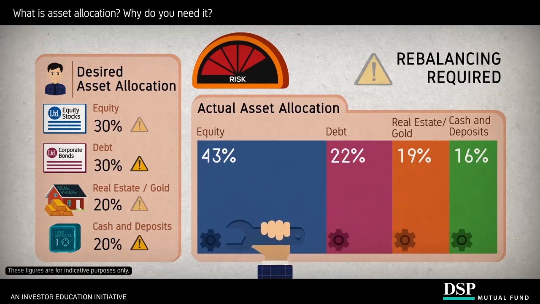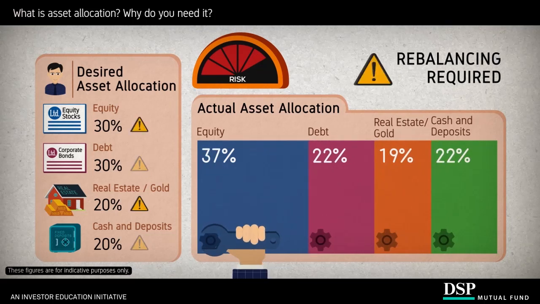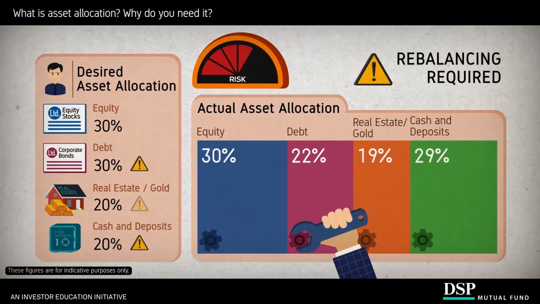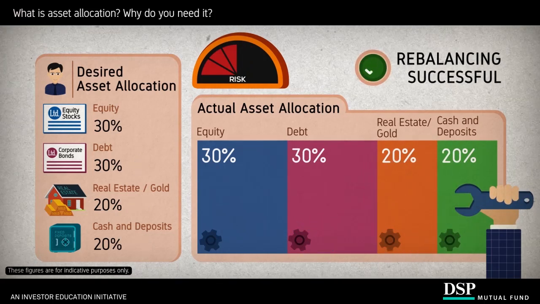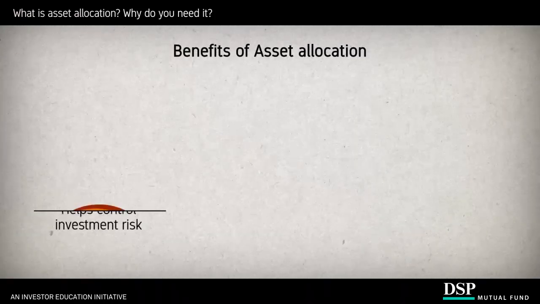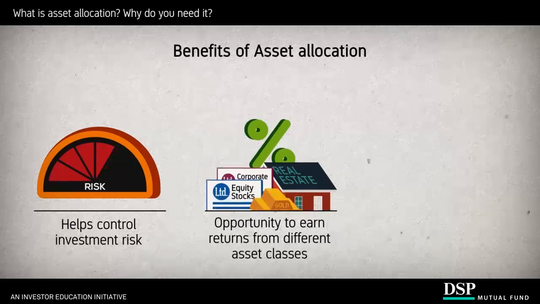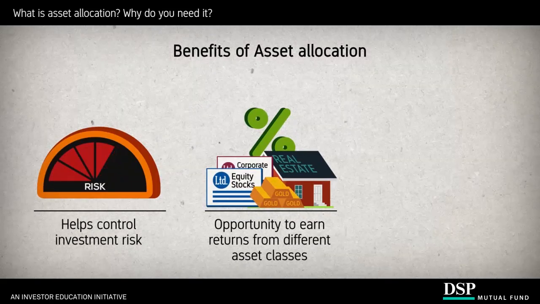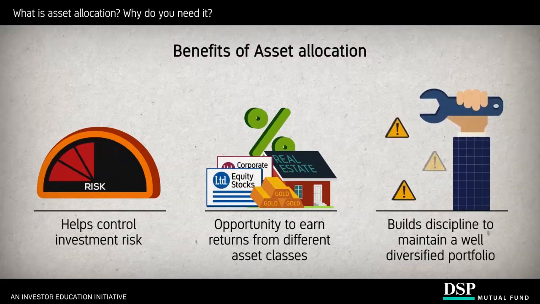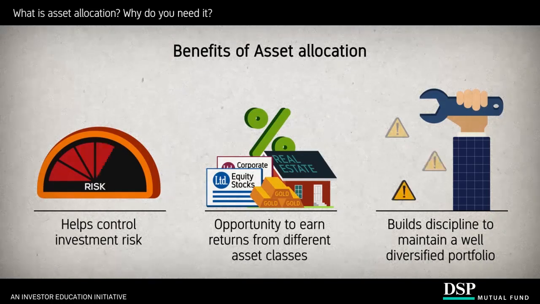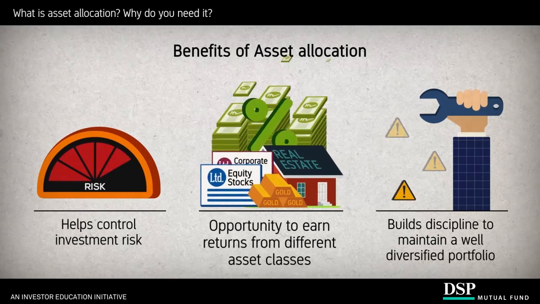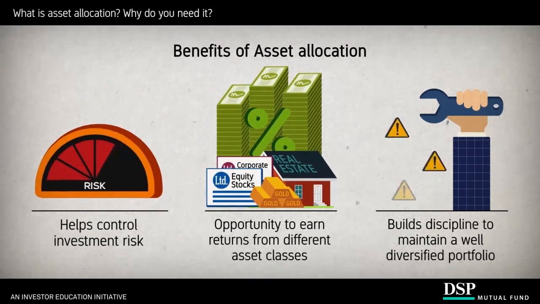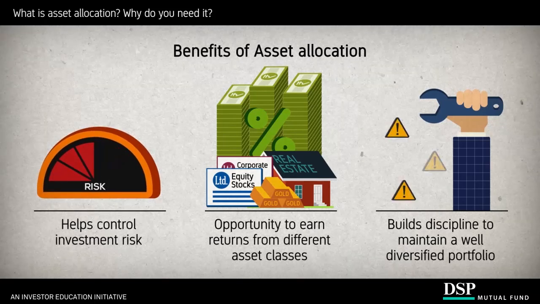To rebalance this portfolio, you will now need to either reduce your equity investments or increase your investment in debt or the other asset classes until the asset allocation falls within your originally assigned limits. Asset allocation helps you control investment risk while ensuring that you participate in the benefits offered by different asset classes. All it requires is discipline. So, ensuring that your portfolio's asset allocation remains consistent and well-planned will help you earn good returns over the long term, and that too at well-managed levels of risk.